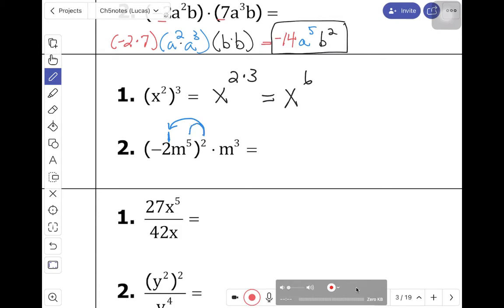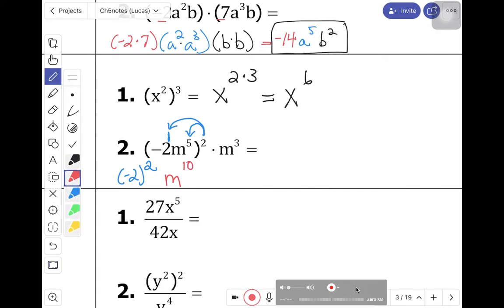But again, I see no plus or minus sign in that quantity, so I am allowed to distribute that 2 in. So I'm going to take -2, and I know that 1 times 2 is 2. So that's -2 squared. And then I'm going to go ahead and fix up this m. I know that m to the 5th squared is the same as m to the 5 times 2. The product of 5 and 2 is 10.